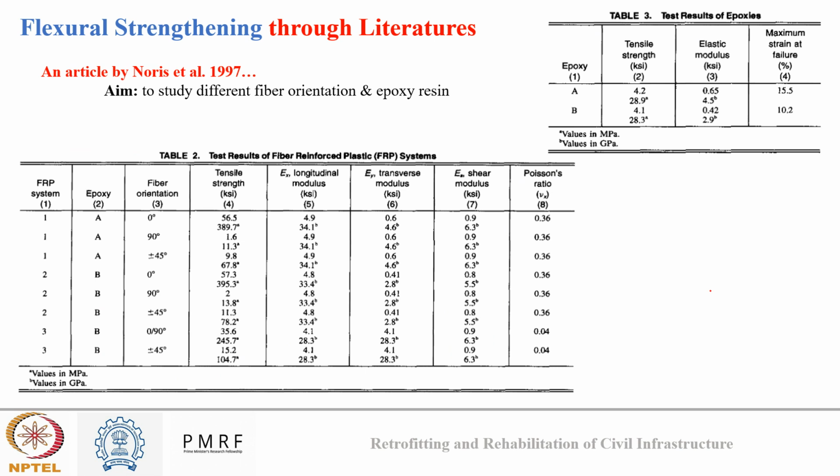Okay. And furthermore, this table shows the result. For the first epoxy, type A, for different fiber orientations, what was my tensile strength? You can see at 0 degree, when my fiber orientation was along the length, my tensile strength was maximum. For epoxy B also, along 0 degree, my tensile strength was maximum. And between A and B, my tensile strength was higher when I am using epoxy B. So this shows that the combination of fiber along the length with type B epoxy, that is rubber toughened epoxy, provides a much higher tensile strength compared to all other cases.